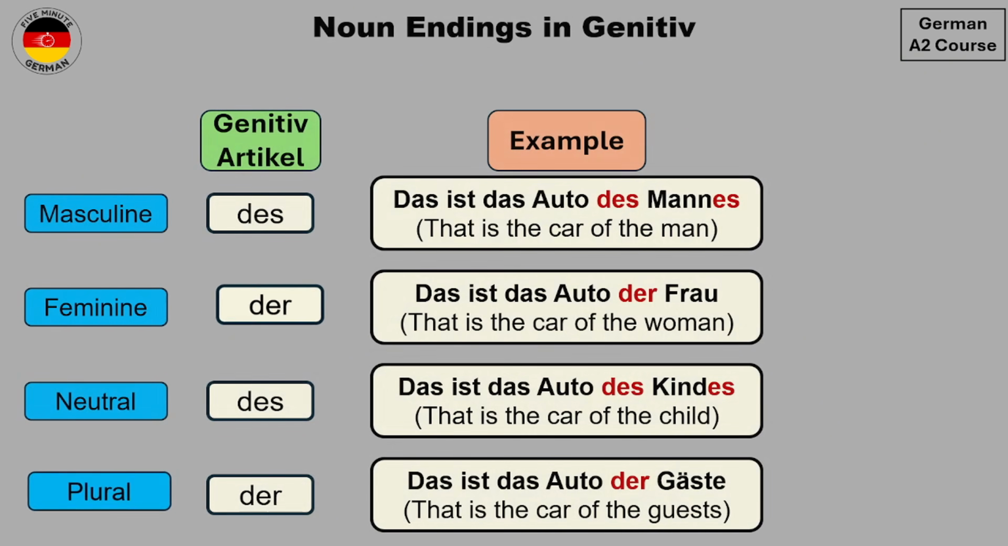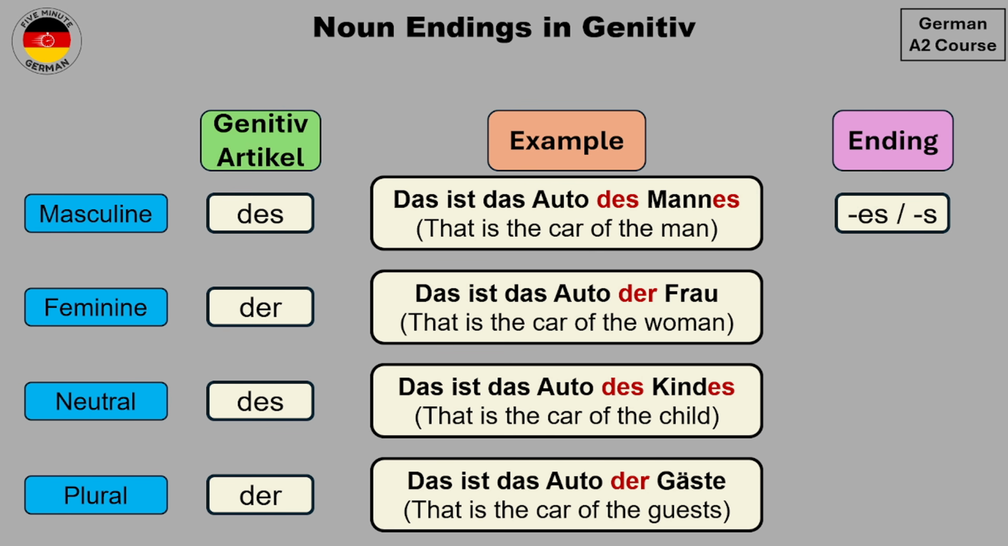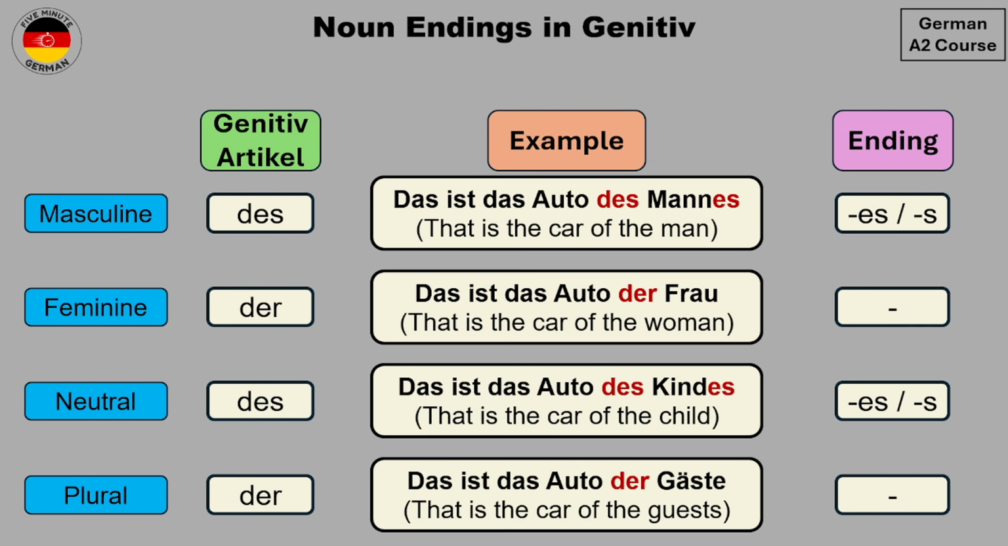So here are all the different examples that we saw right now. And as I said earlier, in case of masculine nouns in genitive, we have the ending as or s. In case of feminine nouns, we don't have any ending. In case of neutral nouns, we also have the ending as or s. And in case of plural, we don't have any ending.